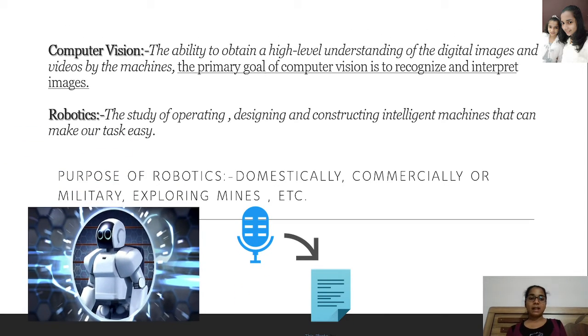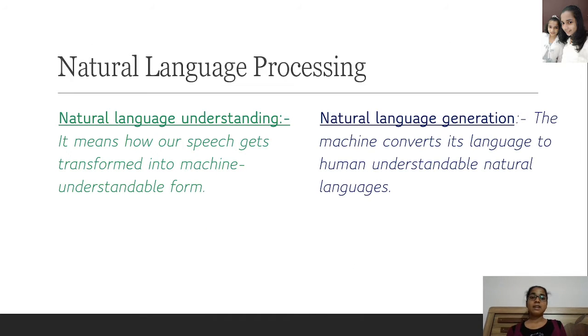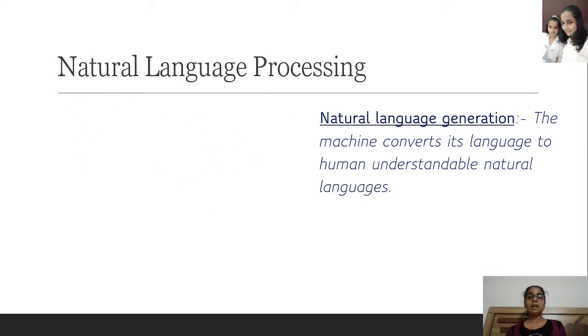And next is natural language processing. So there are two terms. First is natural language understanding. It means how our speech, our words get transformed into machine understandable language so that it can interpret. And the opposite of it is natural language generation, which means conversion of machine language into human understandable language so that it can give the result as an output to the user.